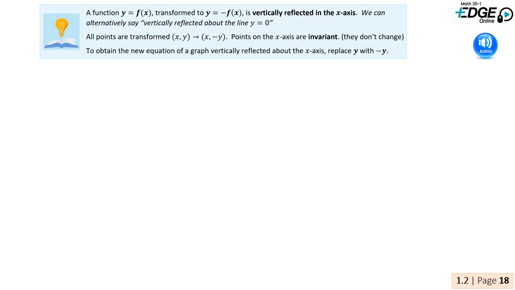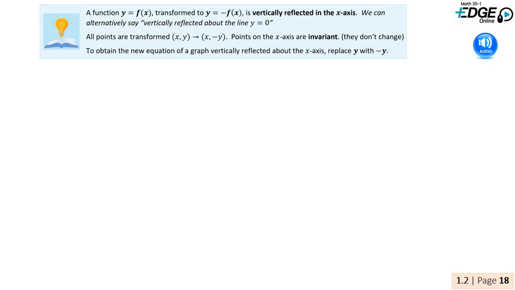Let's remind ourselves one more time. The reflections in the x-axis, sometimes called vertical reflections, take the function y equals f of x and transform it to y equals -f of x. F of x represents the output value or the height of the graph, so we have made the height negative.